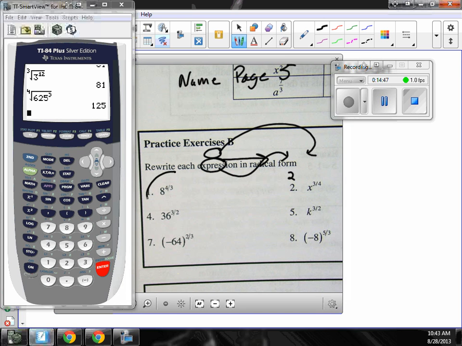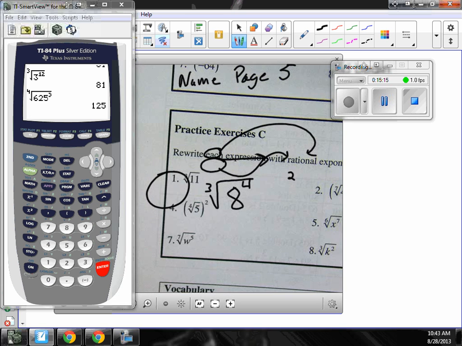Number 1, how do we convert 8 to the 4/3? We don't want to know the answer. We just want to convert it into radical form. So I know the 8 goes there. Where do I put the 4 and where do I put the 3? The 4 is an exponent. The 3 is the root.